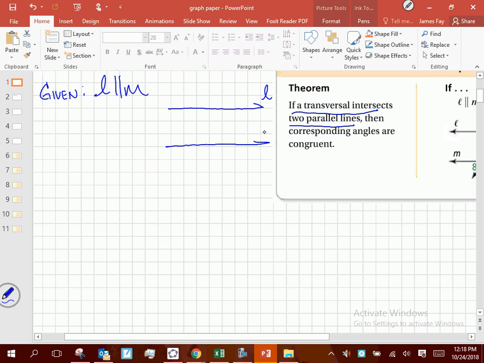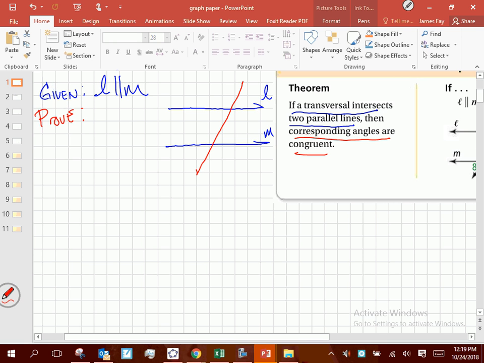Here's line L, line M. We're going to have a transversal, so I'll put transversal in here. As long as your picture looks roughly like that, you should be good to go. Okay? Now it says, then corresponding angles are congruent. So the then part is what we're trying to prove, right?